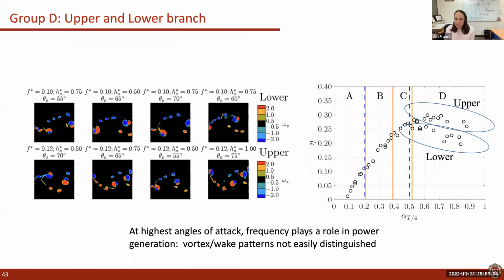Finally, we were interested to see if the algorithm would find the difference between these upper branch and lower branch in regime D. And no matter how hard we tried, we couldn't get it to sort the difference between those two. We know the answer. The answer is that those 2 branches have different frequencies associated with them, but it was not something that the algorithm was able to pick up.